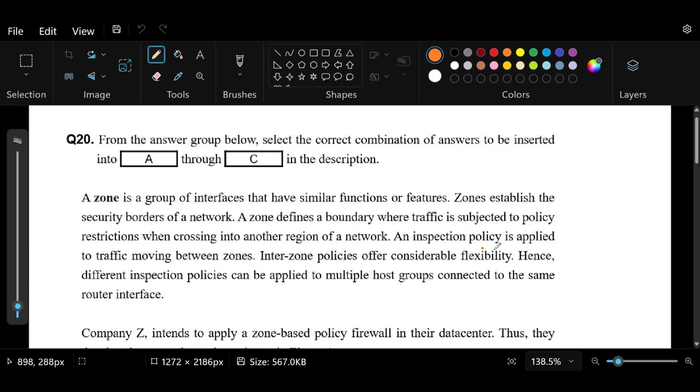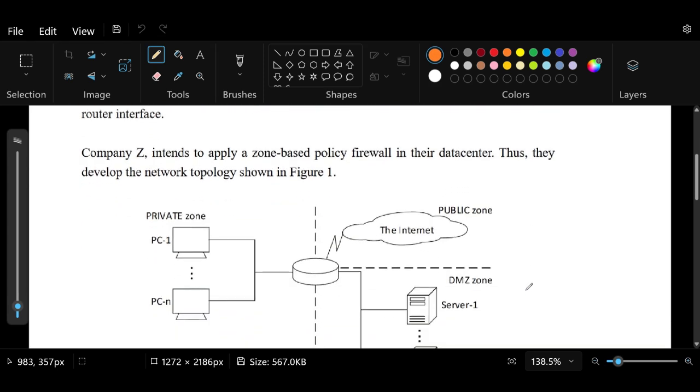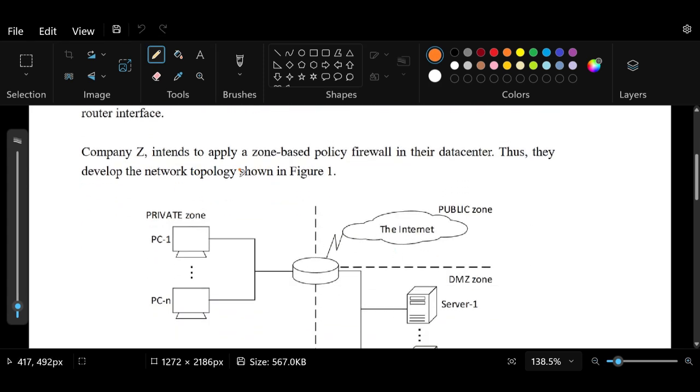An inspection policy is applied to traffic moving between zones. Inter-zone policies offer considerable flexibility. Hence, different inspection policies can be applied to multiple host groups connected to the same router interface. Company Z intends to apply a zone-based policy firewall in their data center. Thus, they develop the network topology shown in Figure 1.